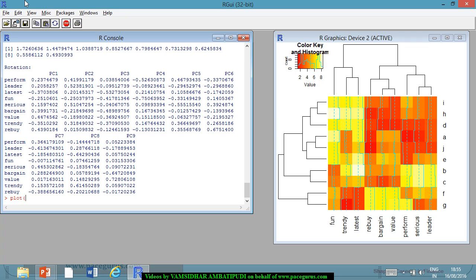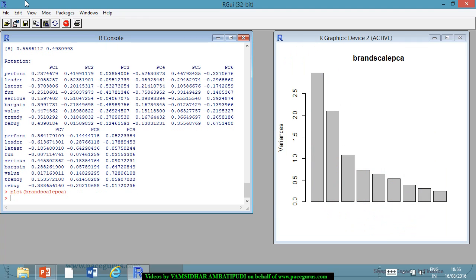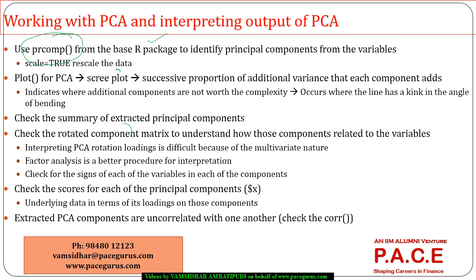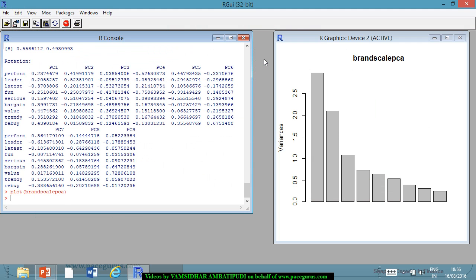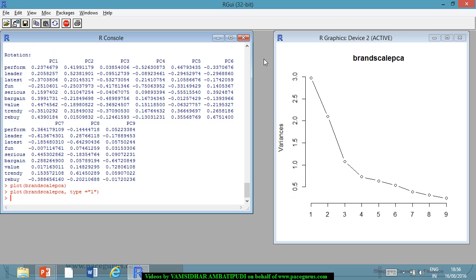I'll do a plot for my brand scale PCA, which will give me this. This is actually a scree plot. This is what we call a scree plot. It talks about the successive proportions of the additional variance that each component adds. So I can plot it like this, or I could have plotted it with type equal to l, which means a line chart will be plotted. So this is the traditional scree plot.